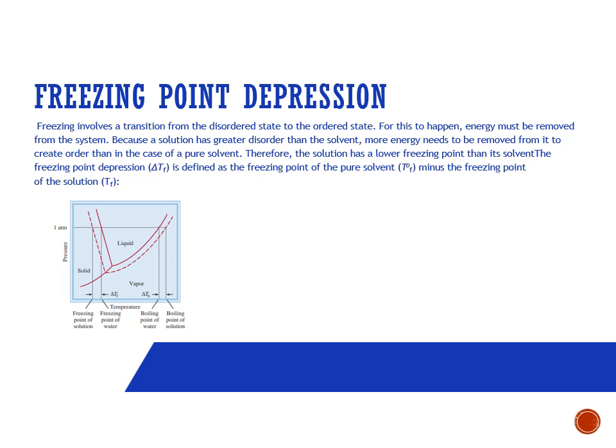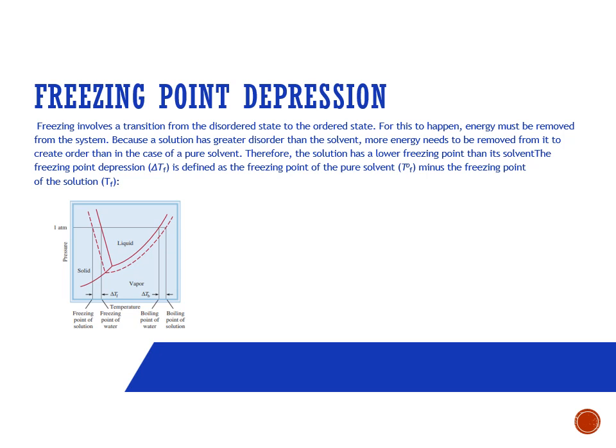So next is freezing point depression. Freezing involves the transition from a disordered state into an ordered state. So, kapag, for example, sa water ulit, yung liquid form ng water, hindi ordered yung molecules niya, or kalat-kalat, kaya nga siya liquid. So, kapag nag-freeze na siya, naging solid na siya, mas compact or mas tabi-tabi yung molecules, so mas ordered.